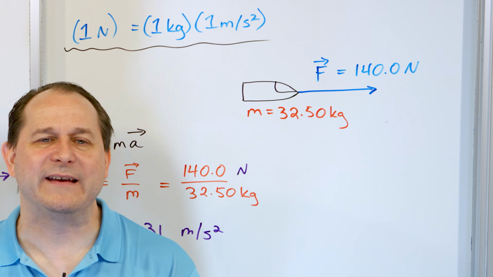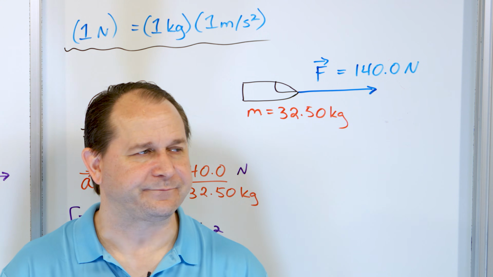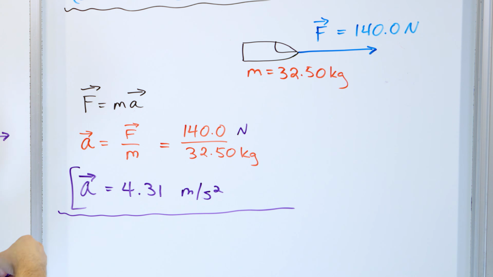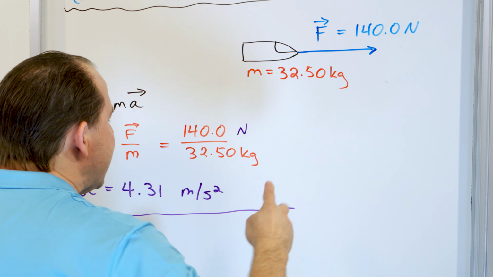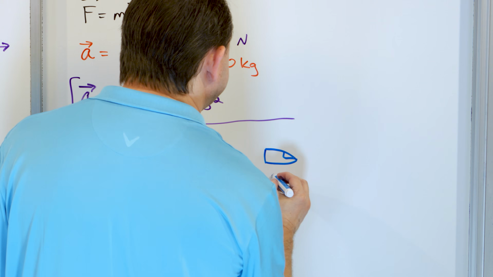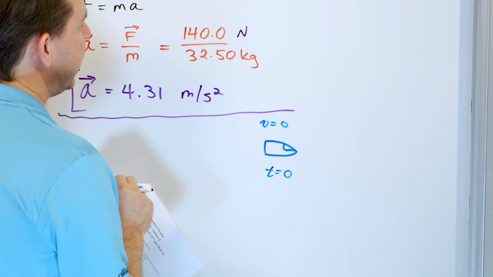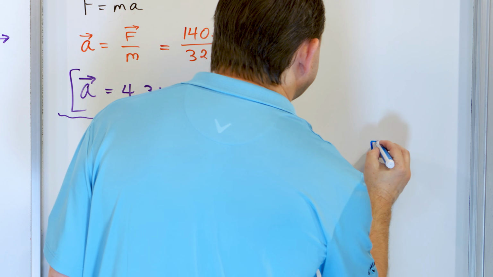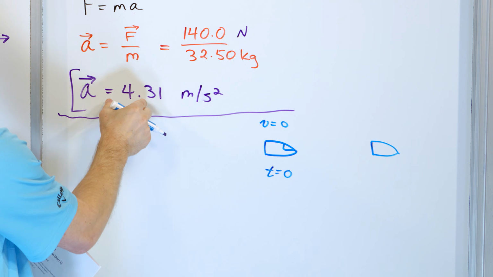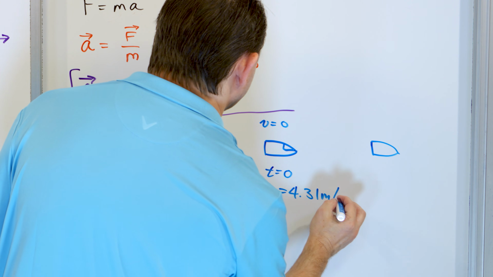Now, the second part of the problem says, how far away is the ship if the trip took 10 seconds? So that's a little bit of a tricky question, because you're thinking, what do you mean how far away it is? Well, what we're saying is that the ship started at rest. The problem said the ship started at rest. So this is like t is equal to 0, and the velocity was equal to 0. But then later on down the road, it's over here. It moved. Why? Because we know we're pulling on it with a force. We can erase the forces from the picture. We know the acceleration is now 4.31 meters per second squared.